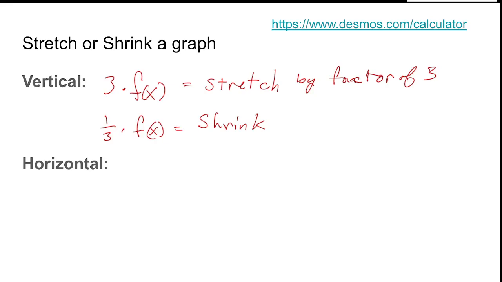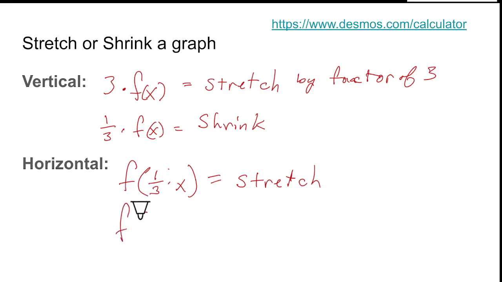Horizontal is going to be the opposite way around. So before we get there, horizontal is going to affect the x, so whatever we're doing has to happen inside. So if we do by 1/3, remember inside is always opposite, so what's the opposite of 1/3? Well, that's actually multiplying by 3. This is going to be a horizontal stretch. And we'll see that happen.